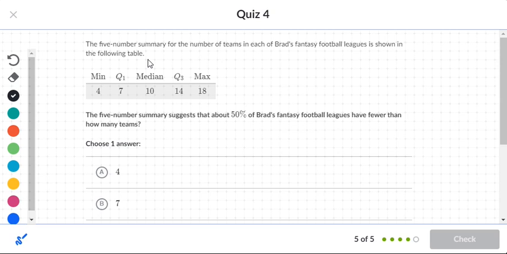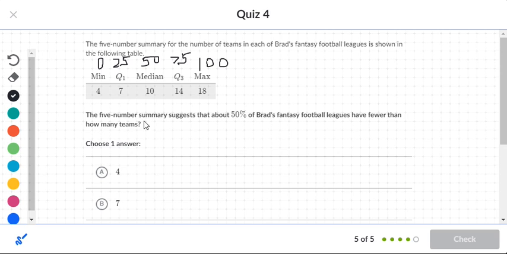Okay, the 5 number summary for the number of teams in each of Brad's fantasy football leagues is shown in the following table. Again, you've got to remember the minimum is at 0. The quartile 1 is at 25. The median is always in the middle, so in the middle would be 50%. Quartile 3 is always 75%. And the maximum is always 100%.